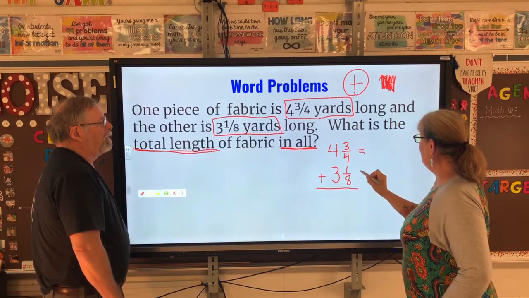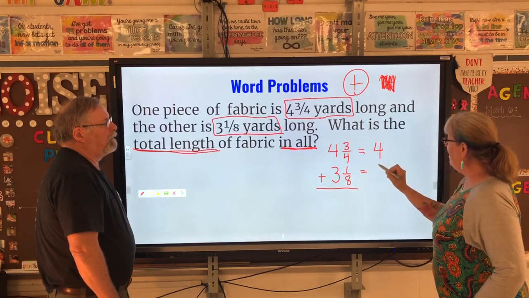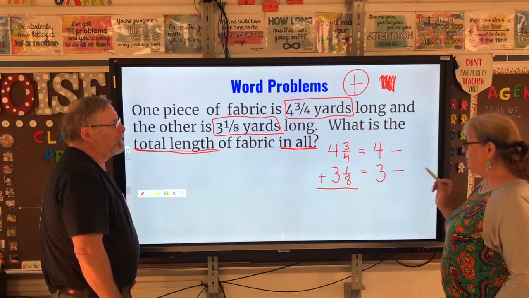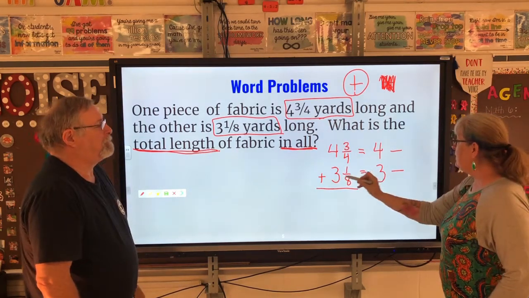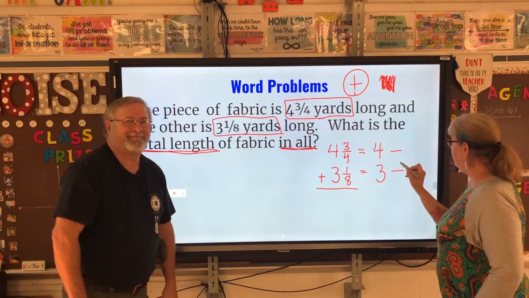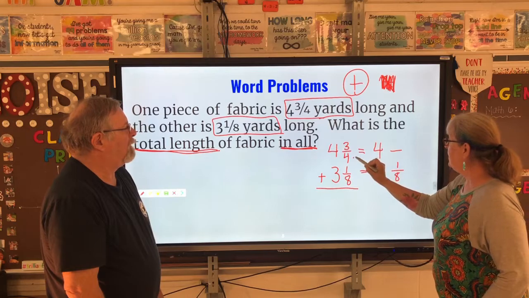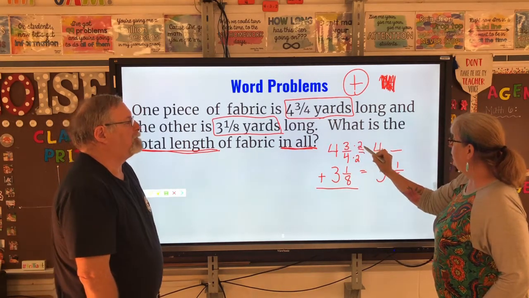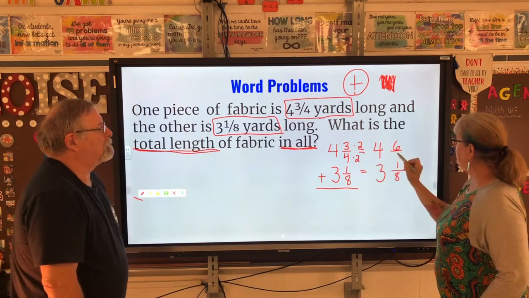And I see that I have both fourths and eighths, which are not the same. So I'm going to ask myself, what is the smallest number that both 4 and 8 go into? And it's 8. So this is a no-brainer for me. 3 1/8 is 3 1/8. 4 3/4, I know I'm going to have to times that by 2. Whatever I do to my denominator, I have to do to the numerator. So 3 times 2 is 6, and 4 times 2 is my 8.